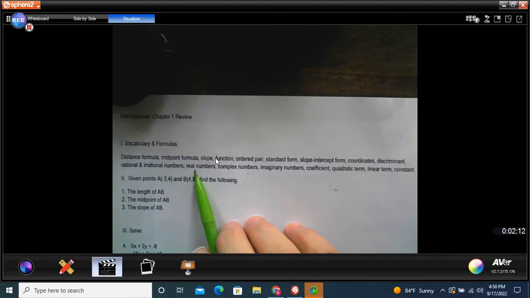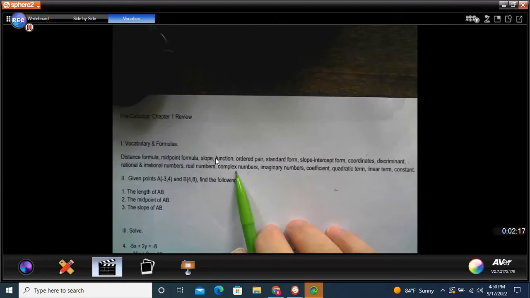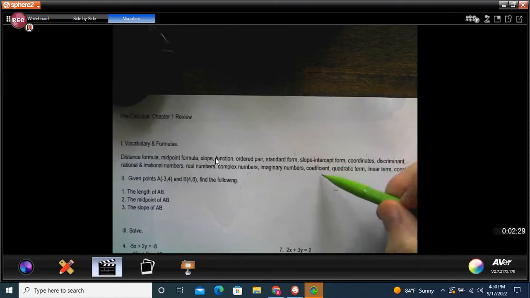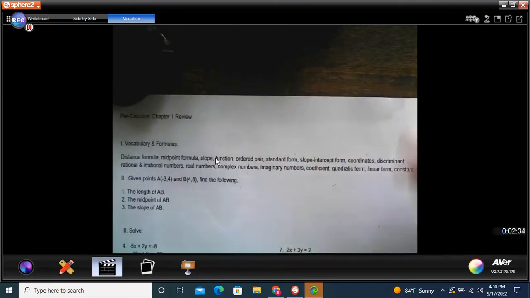And when I take a real number and an imaginary number and put them together, I get a complex number. And that complex number needs to be of the form a plus bi. We talked about that in class quite a bit. The coefficient is the number in front of a variable, and the quadratic term is the squared term in a quadratic equation. The linear term is the not squared term in a quadratic equation, and the constant is the term in a quadratic equation that does not have a variable with it.